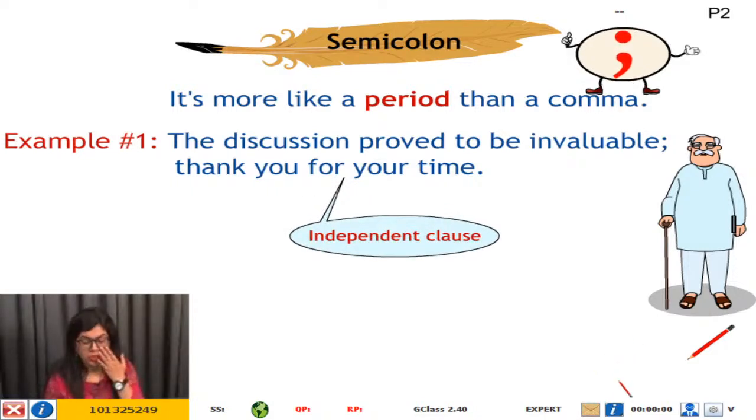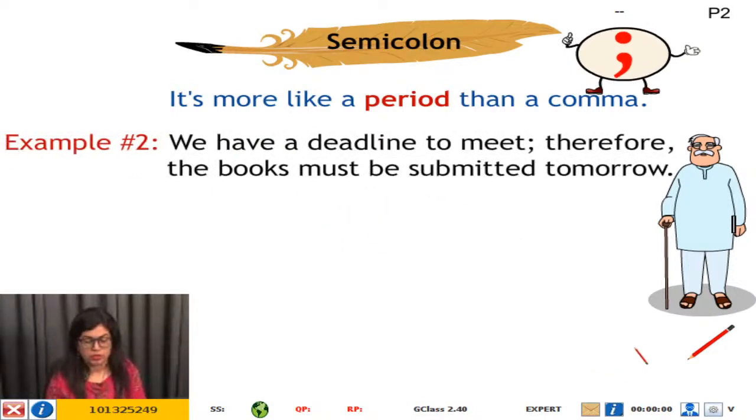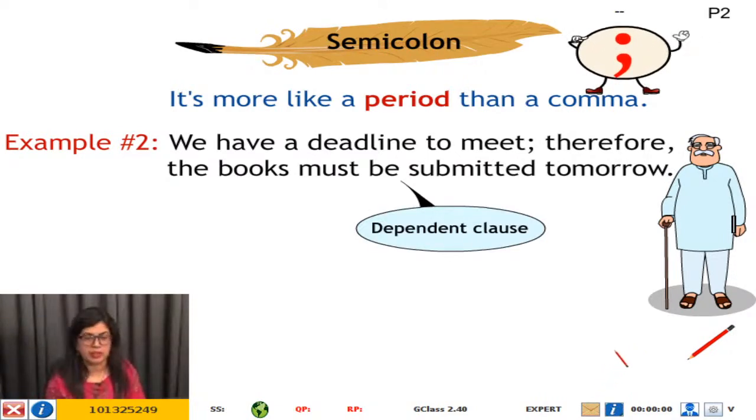Example 2: We have a deadline to meet; therefore the books must be submitted tomorrow. What is given here? "We have a deadline to meet" is one independent clause, and "therefore the books must be submitted tomorrow" is the second part, which is dependent on the first independent clause. Here we have only one independent clause.